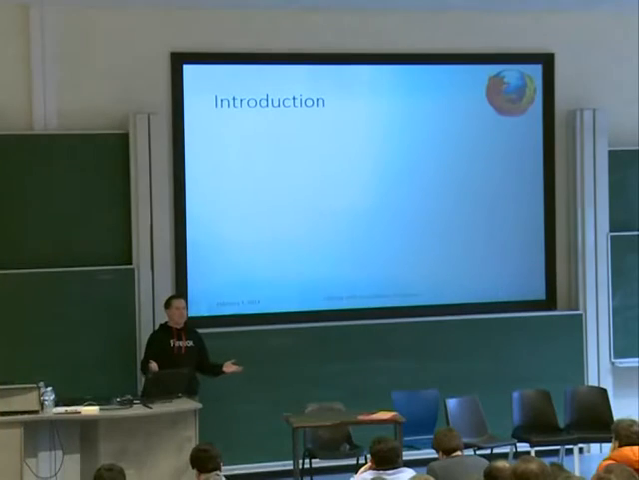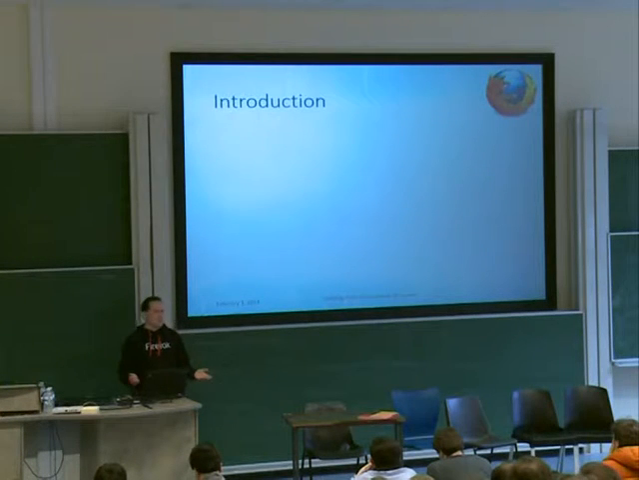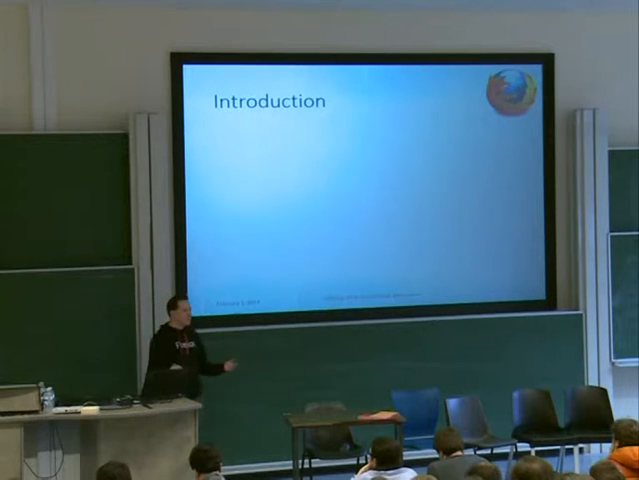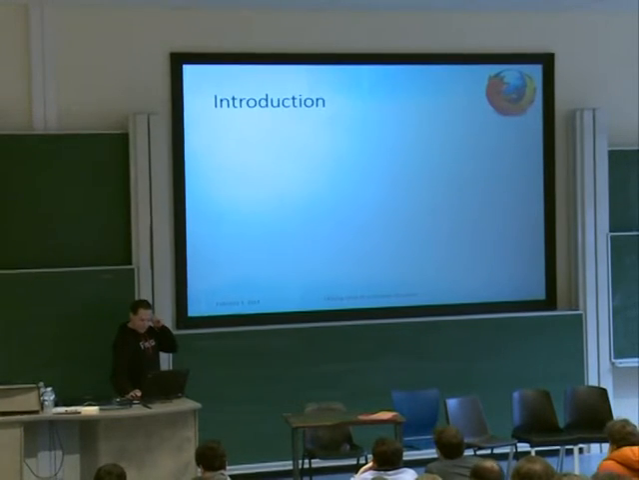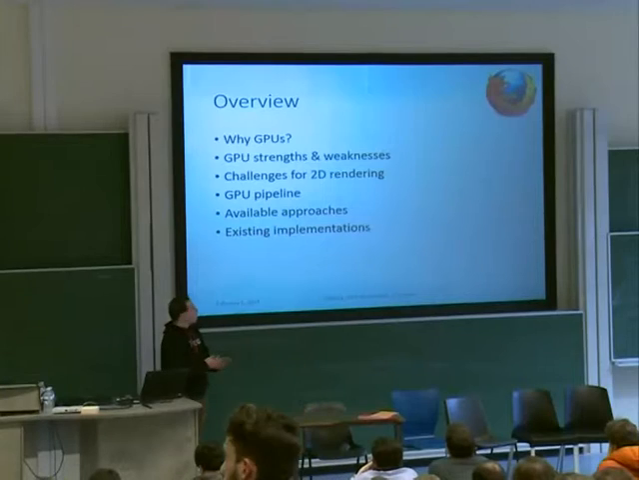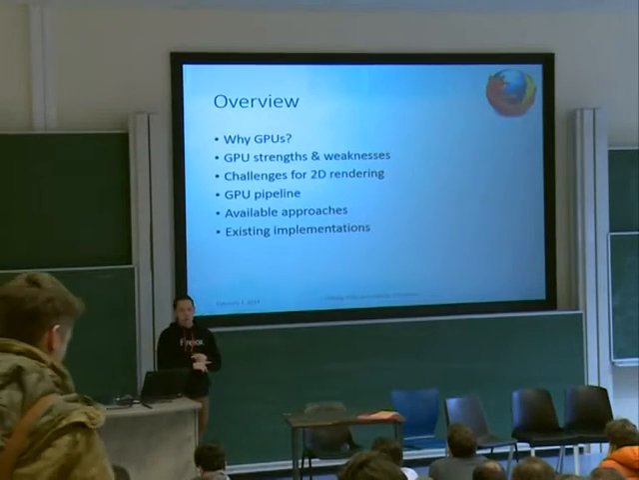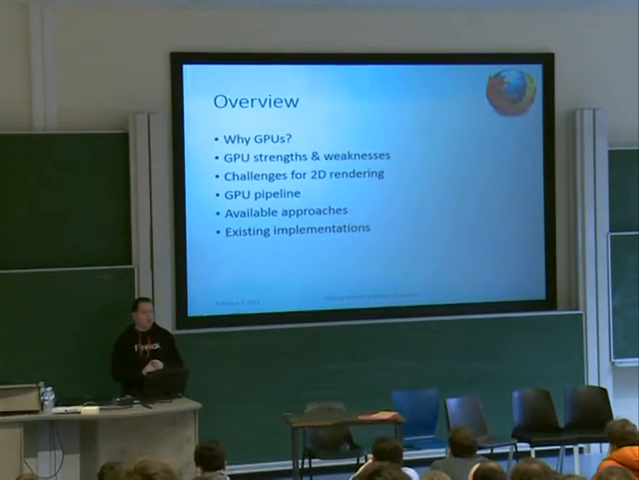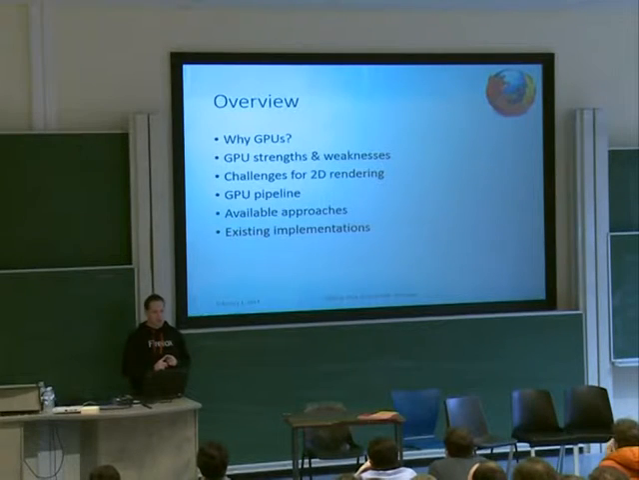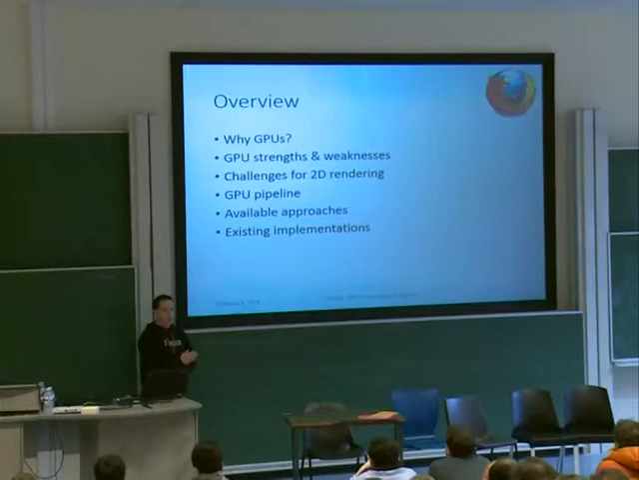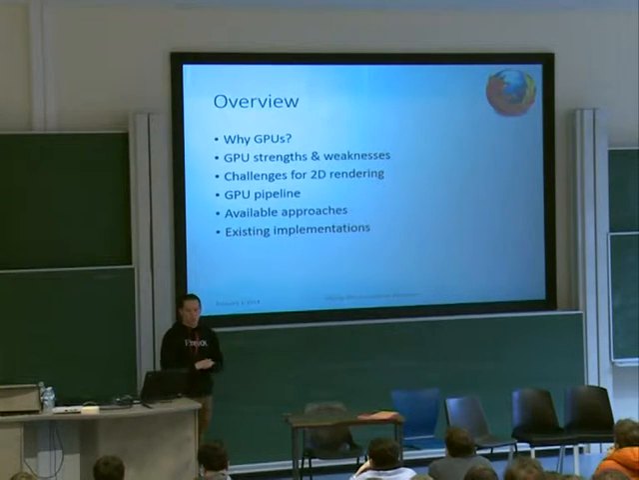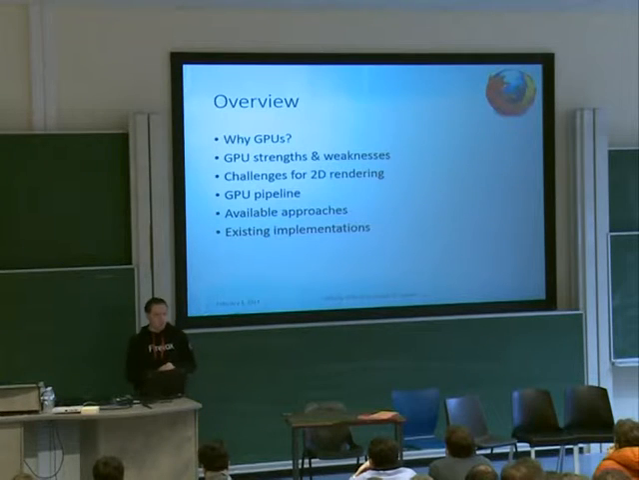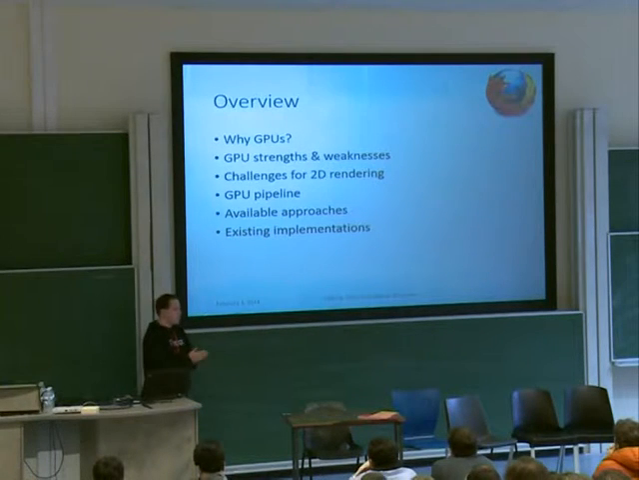So, I have a little disclaimer here. The market and the technology in this area moves very fast. I'm going to make a couple of statements. If any of those turn out to be outdated, I'm sorry. Right. So, what am I going to talk about? I'm going to talk about why we want to use GPUs. I'm going to talk about the strengths and weaknesses of them, the challenges for 2D rendering, what the GPU pipeline looks like, the available approaches we can take when doing 2D rendering with GPUs or GPU-assisted 2D rendering, and existing implementations that are out there.